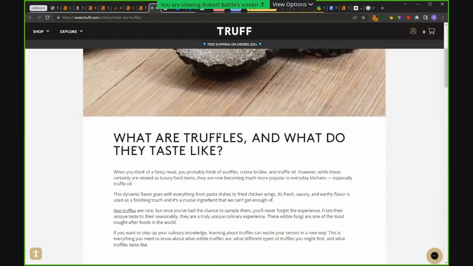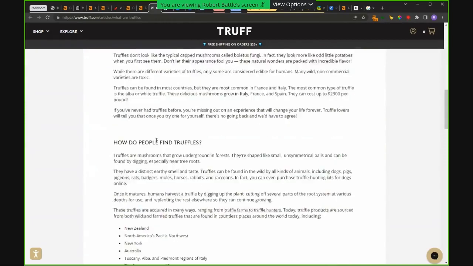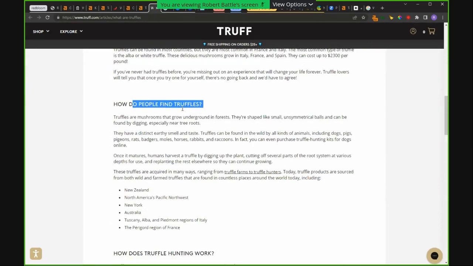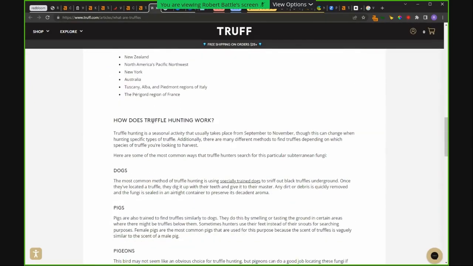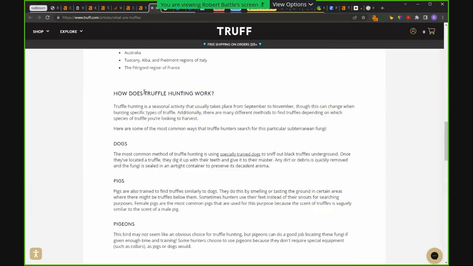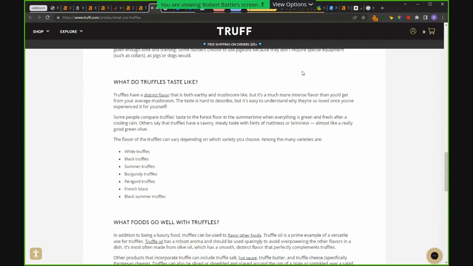So let's look at how this is structured. These are the headings I'm talking about. Look at that. What are truffles? How do people find truffles? I can guarantee you this is probably the second most searched question. They clearly know what they're doing here. They're paying an SEO firm. How does truffle hunting work? Because obviously truffle hunting is closely tied to the search result for truffles in general, which makes sense. So they're basically answering, what does it taste like?